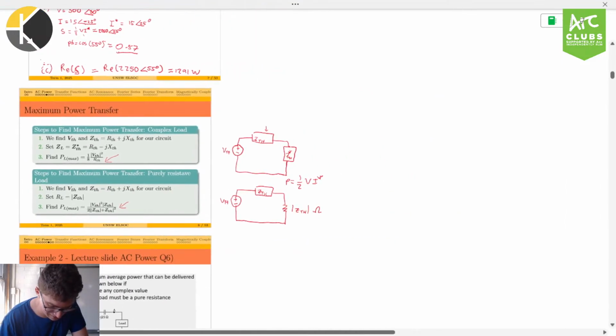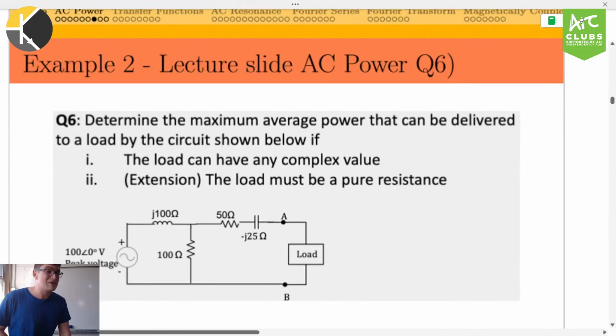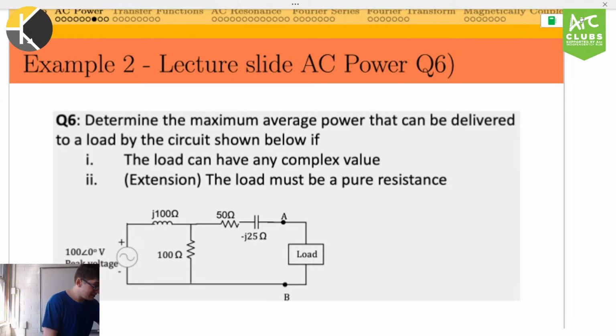Okay, let's do our next example. Okay, we've got a bit of work cut out for us here. We have to find Z Thevenin. So I'll let you guys work on that while I do this. I'll get this up. Here we go.